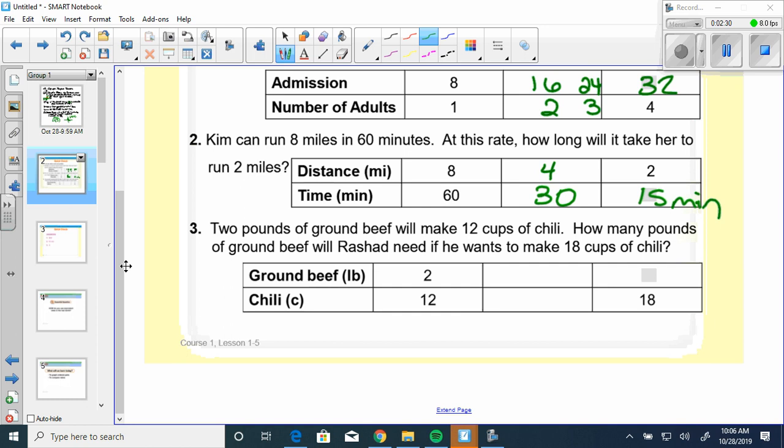2 pounds of ground beef will make 12 cups of chili. How many pounds of ground beef will Rashad need if he wants to make 18 cups? So I need 12 to 18, and that's 6. So if I break it up, or tell you what, I'm going to get this ground beef to 1 pound. So to do that, that becomes a 1. The 12 becomes a 6. So now, when I go to 3 pounds, 3 times 6 is 1 times 6, 2 times 6, 3 times 6 is 18. So 3 pounds of hamburger meat gives you 18 cups of chili.